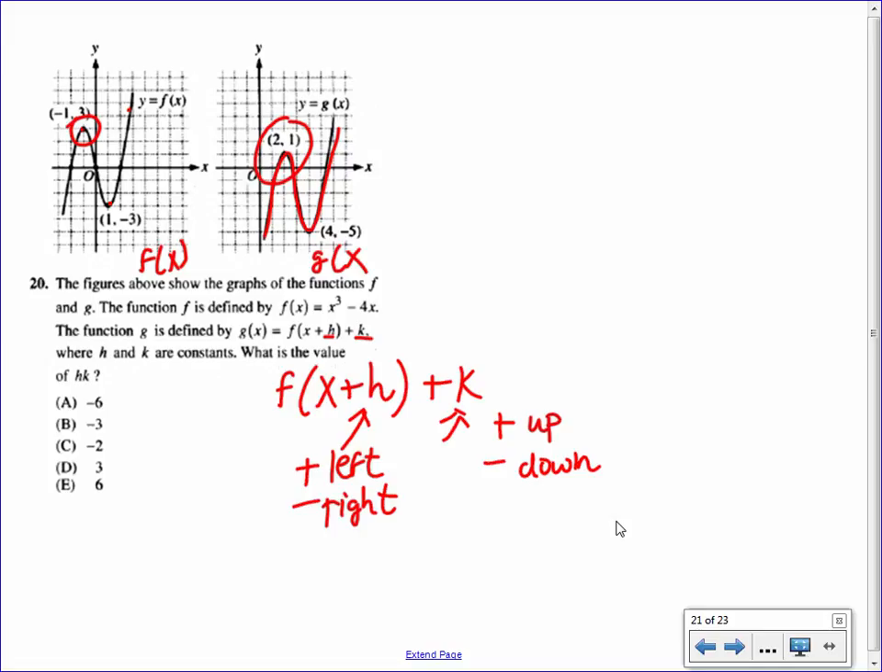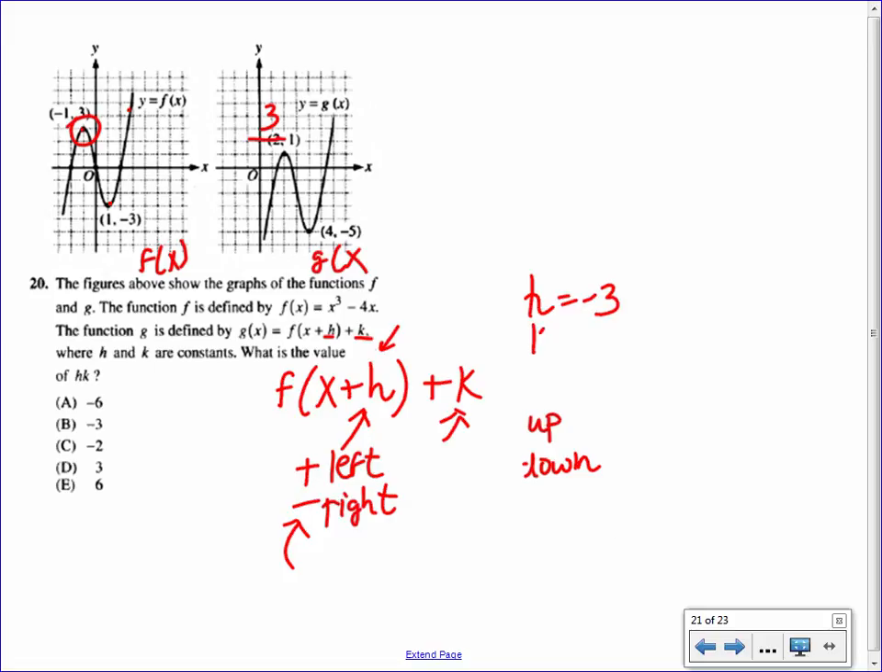In f of x, the x coordinate for this point is -1. And then in g of x, that point is shifted from -1 over to 2. So that is 3 units to the right. And remember, movement to the right is signified with a negative. So the h value here will be -3 to signify a shift of 3 units to the right.